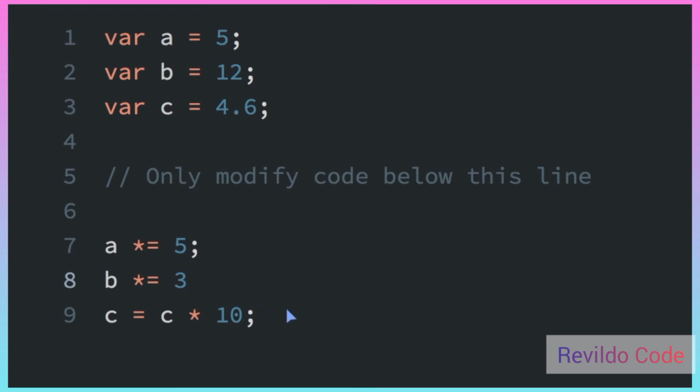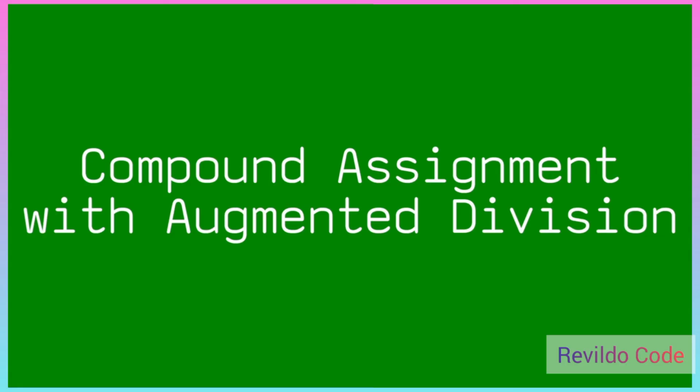And then c equals c times 10. We can shorten this to c times equals 10. And that's another shortcut for JavaScript.